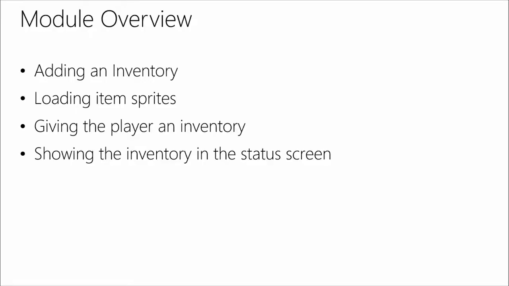For this module, of course, we want to add an inventory. We're going to take a look at how to load the item sprites, the images for the items that we're going to be using in our inventory. That's really just a refresher of last week when we loaded the original images and sprites. It's the same process. We're also going to give the player an inventory itself, showing how we store that information in the player and how we eventually show it on the status screen. That's the overview of what we're going to be doing in this module.